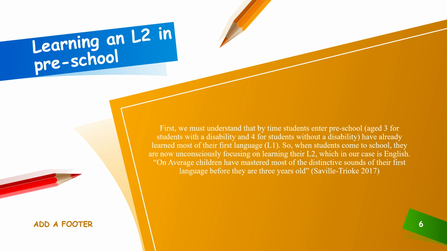So, learning in L2 in the preschool environment. Our text clearly states that by the time a child is 3, they've learned most of their sounds in their native language. So when students come to preschool, at age 3 for students with a disability and 4 for students without a disability, they have already learned most of their first language unconsciously. They're really focusing on that L2, which in our case is English. And again, our text says on average, children have mastered most of the distinctive sounds of their first language before they are 3 years old.